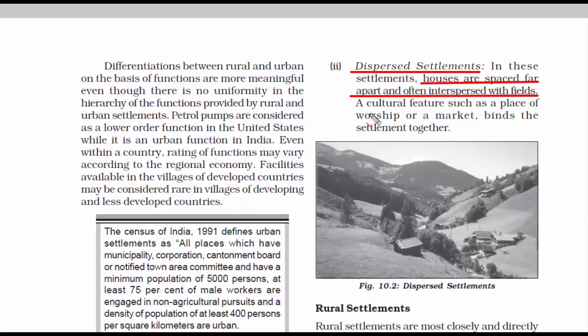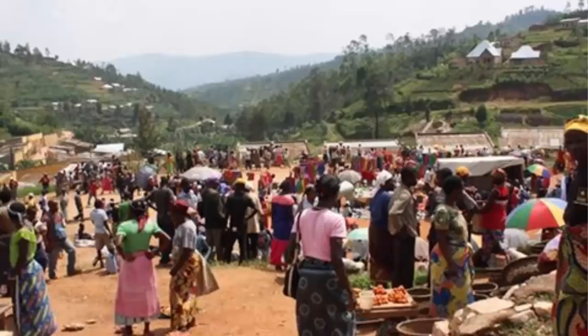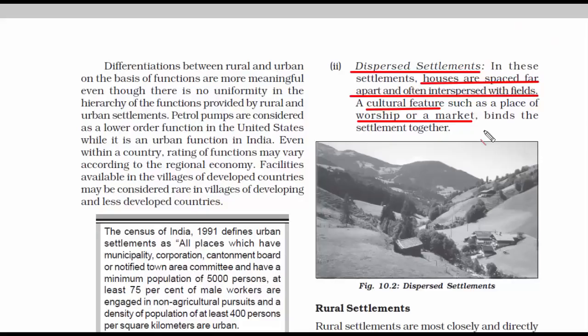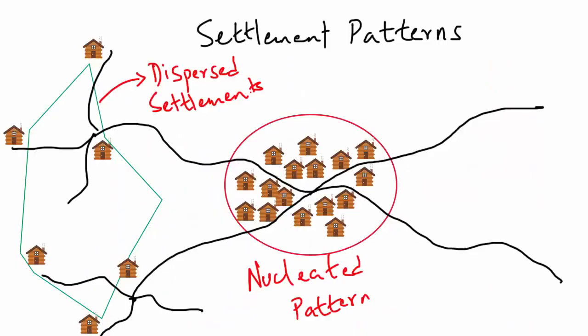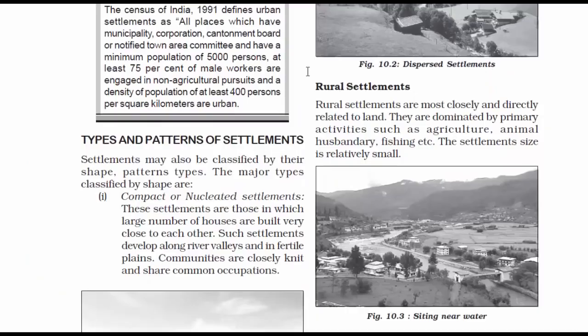And the only thing that brings all the people living in these places together is a cultural feature such as a place of worship or a market where people can get groceries and interact with each other. So these were the two major types of patterns of settlements. Now we go to the topic of rural settlements.